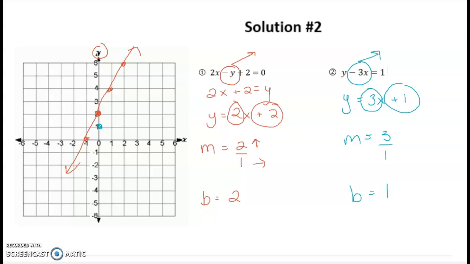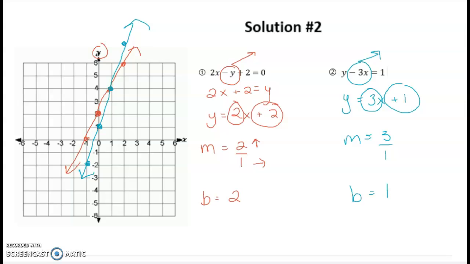And now I put my slope. We're going up 3: 1, 2, 3, over 1. I can go down 3: 1, 2, 3, over 1. So now let's connect the dots. And you always add arrows at the end of the line because the line actually just keeps going and going and going.